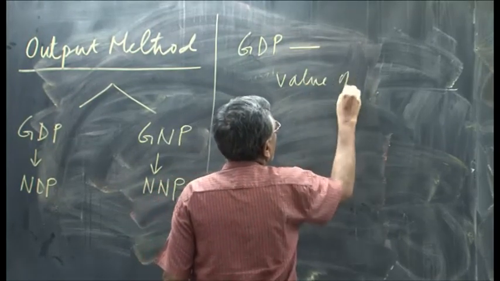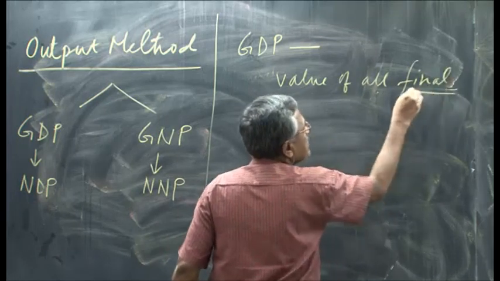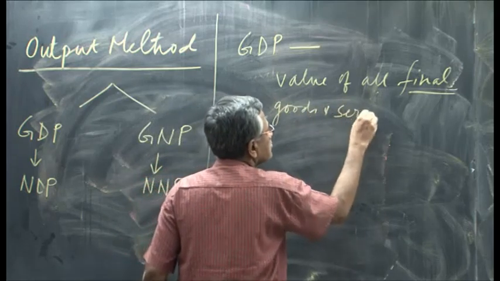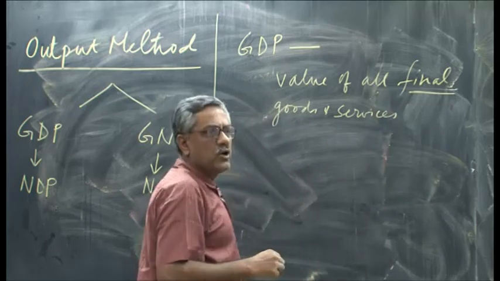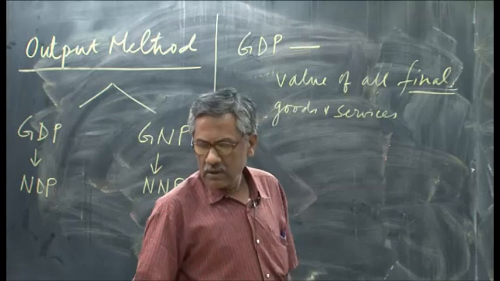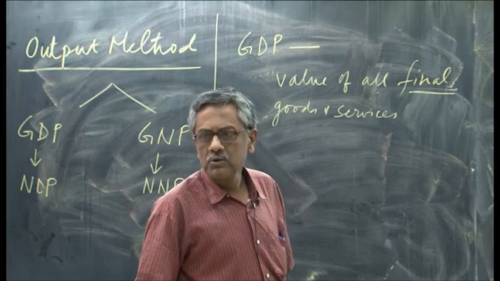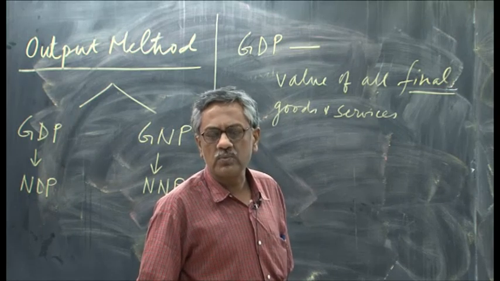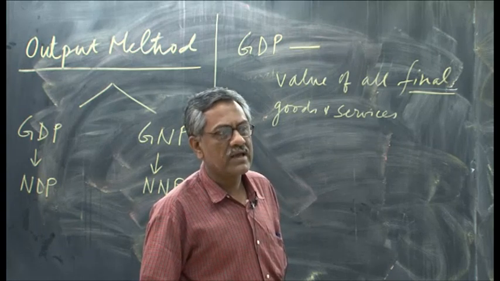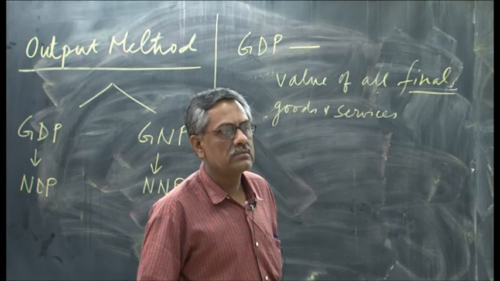Value of all final, very important, final goods and services. But how do you get the value of all final goods and services? One is the chair, one is the table. Are you saying 100 Maruti Zen, 200 Maruti Suzuki, Maruti Alto, 500 Ford Icon, 1 million chairs, 2 million bicycles?